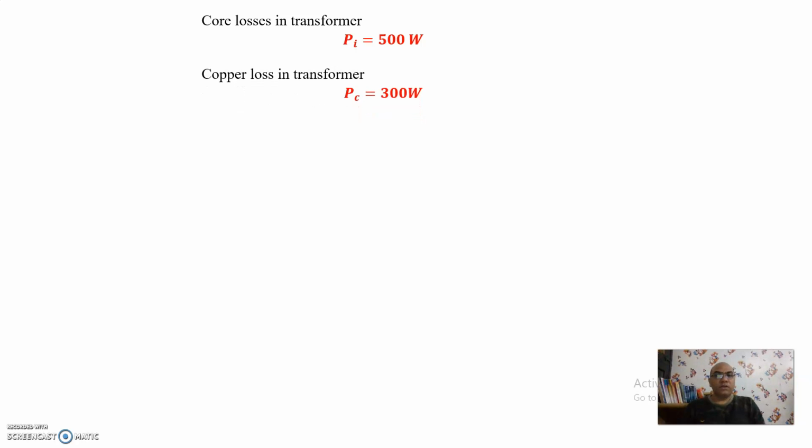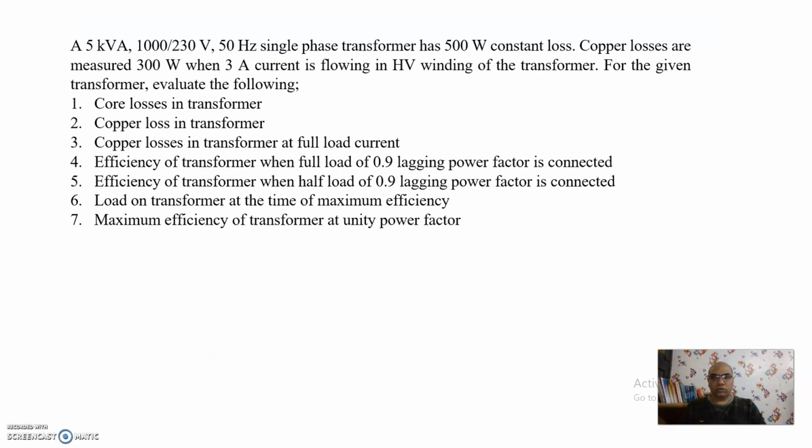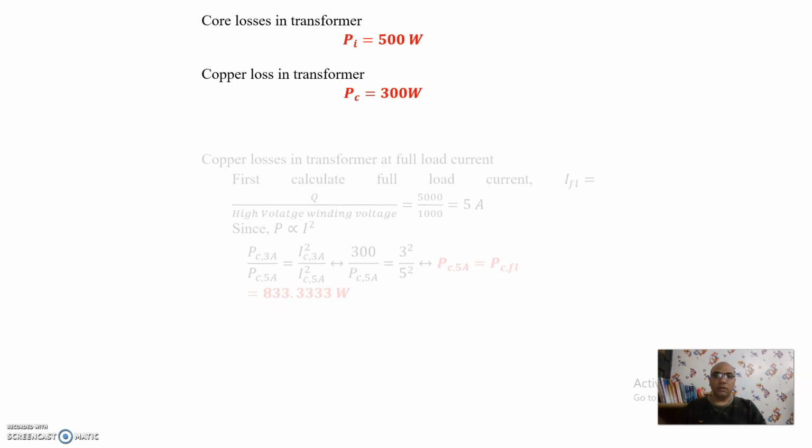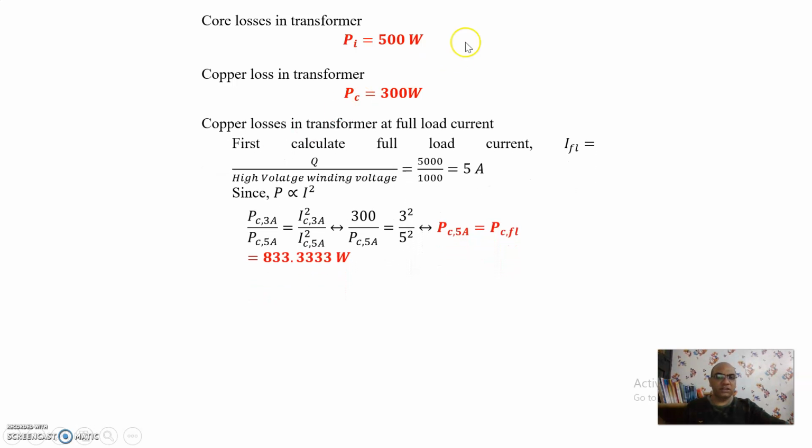Second is the copper loss in the transformer. At 3 ampere current flowing in the transformer, the copper losses are 300 watt. So here you see 3 ampere current, the copper losses are 300 watt. So copper loss in the transformer we can simply write as 300 watt. The third point is the copper loss in the transformer at full load current. Now they are asking for the copper loss at full load current.